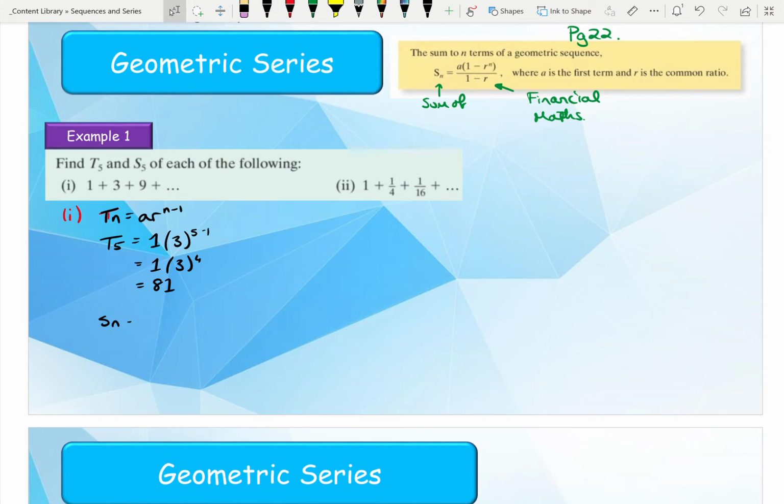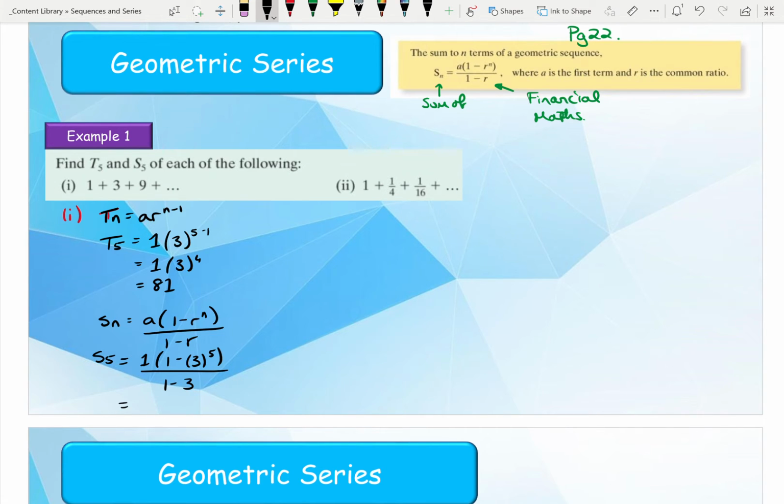However, if we want to find Sn, which is the sum of the series, we have a by 1 minus r to the power of n all over 1 minus r. So to find S5, what we're going to have here is 1 by 1 minus 3 to the power of 5. And brackets are going to be very important here when we put it into our calculators, all over 1 minus 3.